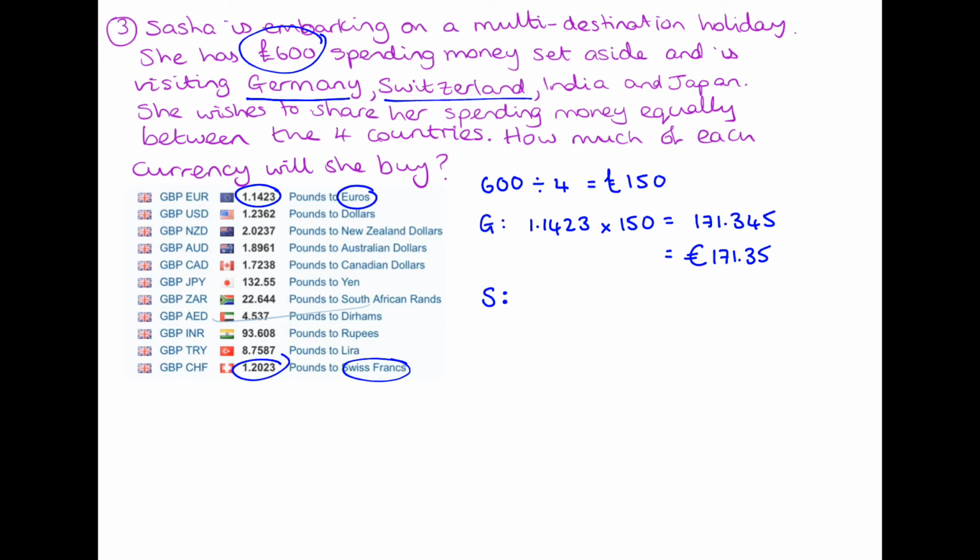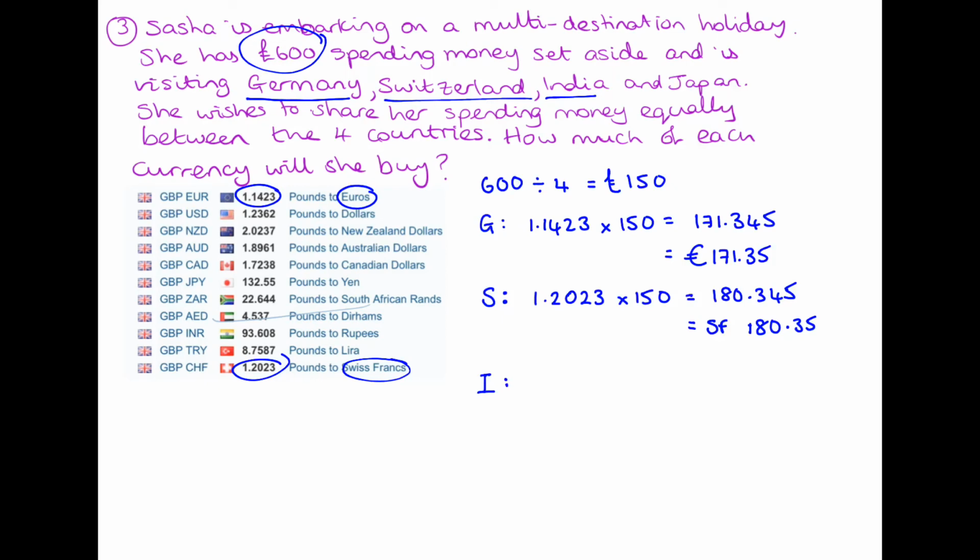Okay, so the next place is Switzerland, and in Switzerland they use Swiss francs. So our exchange rate is 1.2023. Multiplying that by £150, we get 180.345. And we round it just like we did in the last one. So I'm going to put SF for Swiss francs, 180.35.